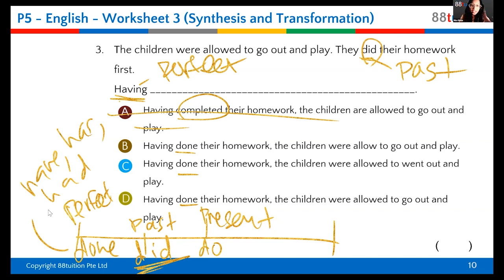So whenever "having" is the starting word of your synthesis and transformation, it is always followed by the first event. So two things are happening. Children playing outside, they did their homework. Which one is the first event? Is it children playing outside or did their homework? First event means the first thing that happens. Which one happens first? Homework or playing outside?